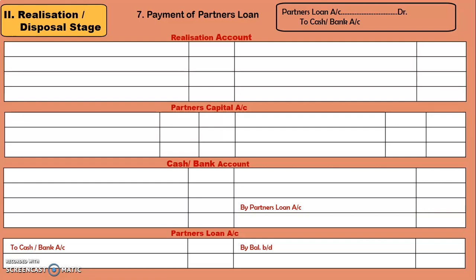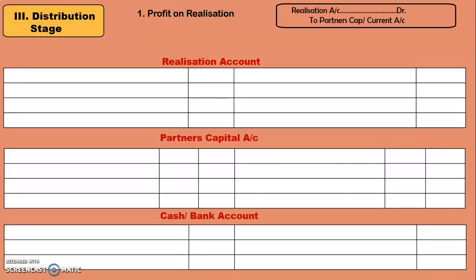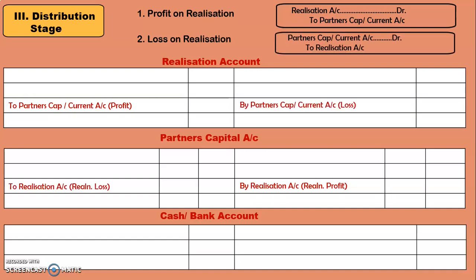Now all the assets are realized and liabilities discharged. Then we move on to the next stage, that is the distribution stage. First we close the realization account, and when the realization account is closed, we arrive at realization profit or realization loss. If there is realization profit, then it will be credited to partner's capital accounts in their profit sharing ratio, and if there is loss on realization, then it will be debited to partner's capital accounts.